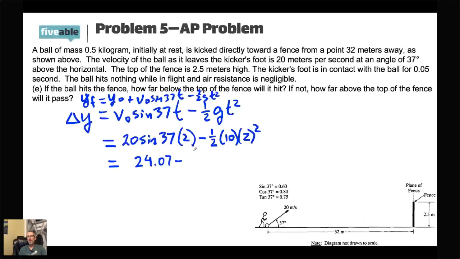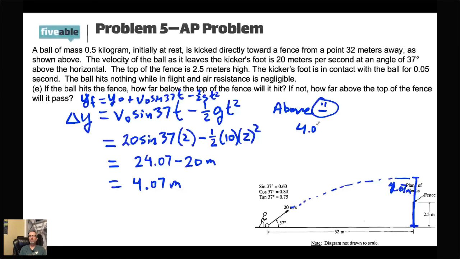So we know that when the ball is traveling, when it gets to the fence, it is at a total height from here all the way down to the ground of 4.07 meters. And because it's at 4.07 meters, we can say it is above the fence. So we can write the word above. And we want to know how far above it is. So we're going to take 4.07 minus 2.5, and that gives us 1.57 meters above the fence. So now we know exactly how far above it is over the fence.